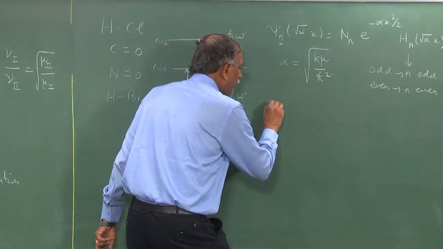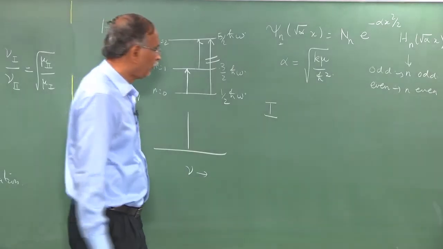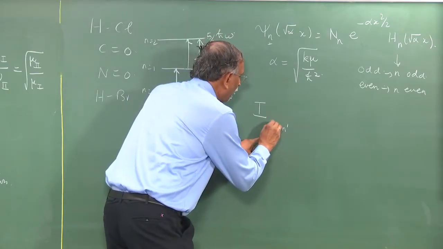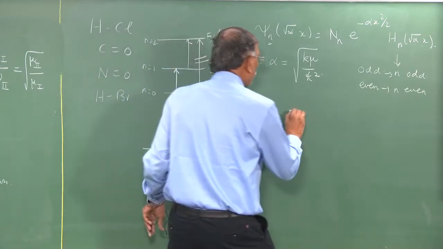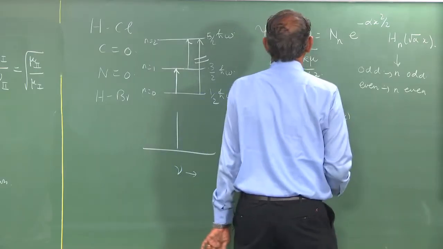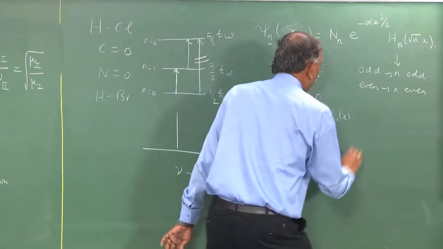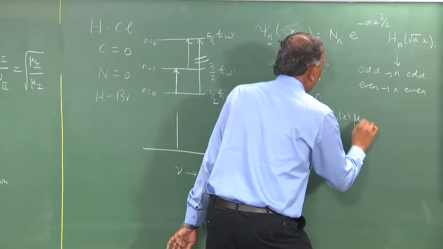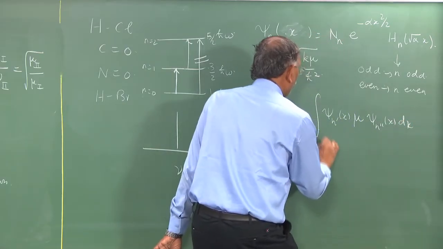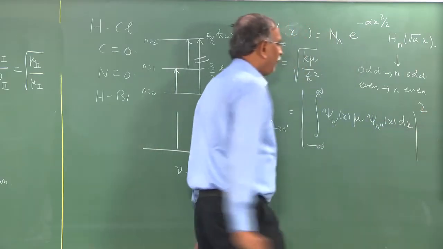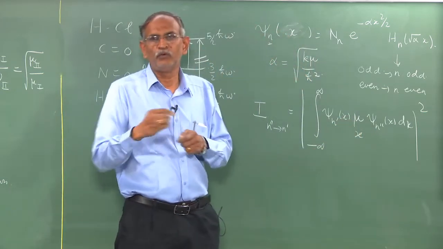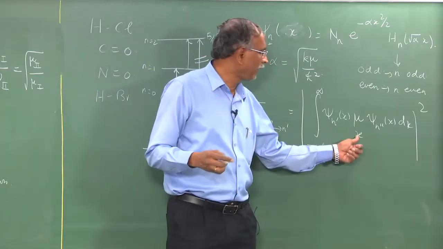the transition moment I between transition n and n prime, the initial state, let us write it as n double prime to the n prime, is given by the absolute square of the transition moment integral, namely psi n prime of x, mu, psi n double prime of x, dx between minus infinity to plus infinity, the absolute square, and mu being proportional to displacement, the rate of change of mu has to change during the vibration, and that extent is given by the displacement itself.